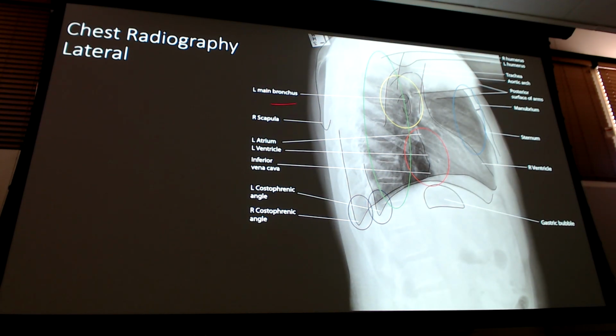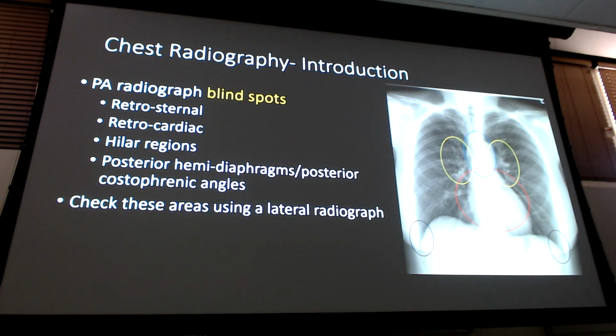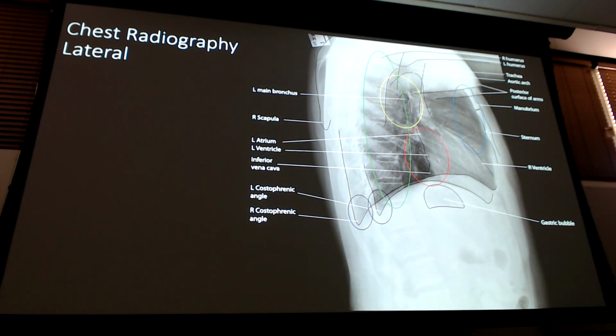So now, when I look behind the sternum, I can see my lung tissue and I can make it out. This should be a nice little darker area right here behind the sternum. That's my retrosternal space. I can see it now from the side. I couldn't see it before. Behind the heart, my retrocardiac view in the red circle. And if you notice, the colors here line up with the colors there. If you're colorblind, I'm sorry.